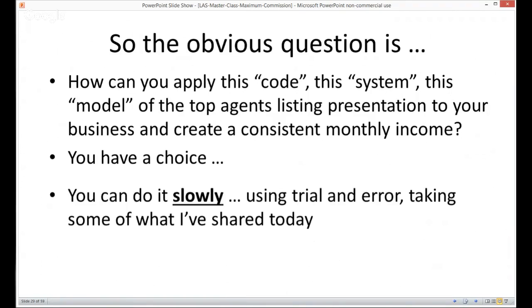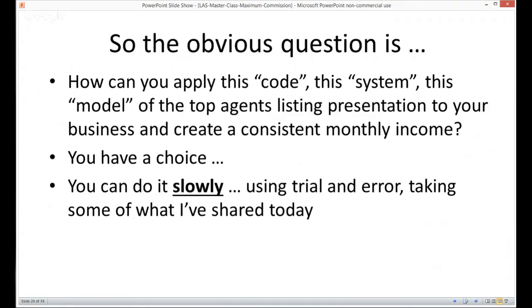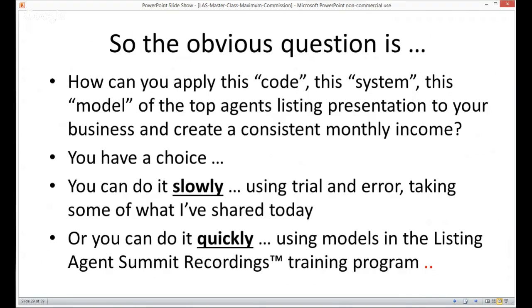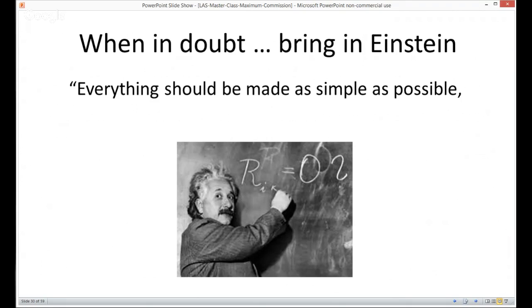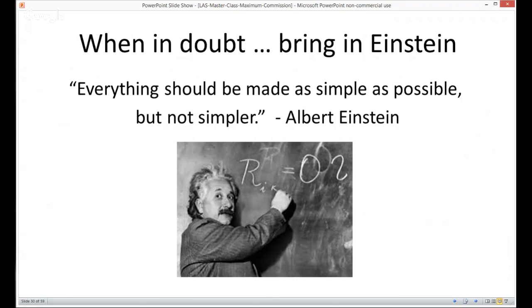Well, you have a choice. You can do it slowly using some trial and error and taking some of what I shared today, or you can do it quickly using models in the Listing Agent Summit Recordings Training Program. When in doubt, bring in Einstein: everything should be made as simple as possible, but not simpler.